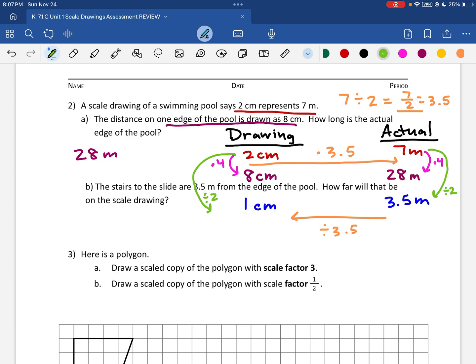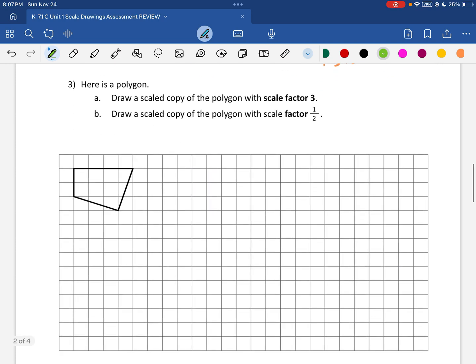Let's move on to question 3. Here is a polygon. Draw a scaled copy of the polygon with scale factor 3. And secondly, draw a scaled copy of the polygon with a scale factor of 1/2. Remember that scale factor is the number that we multiply by. So that means all of the lengths will need to be multiplied by our given scale factor.